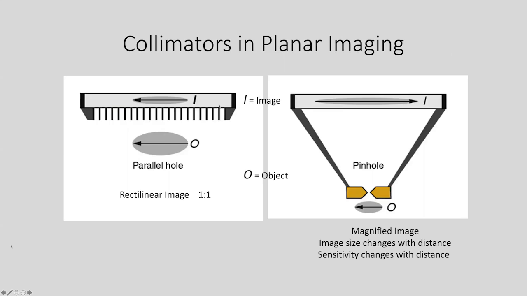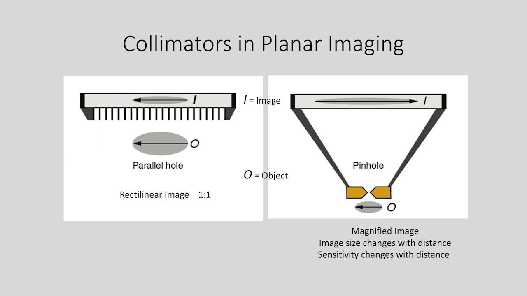Here's an example of the gamma detector using a parallel hole collimator. As you can see, the object projects on a 1-to-1 scale to the detector. So there's planar distribution. In opposite to that, if you use a pinhole collimator, the object is magnified and the image is distributed over a much larger area of the sodium iodide crystal. This provides increased resolution at a cost because the sensitivity changes with distance.